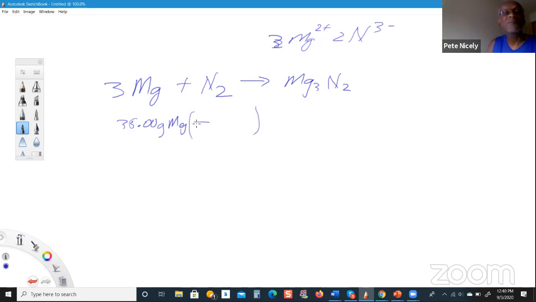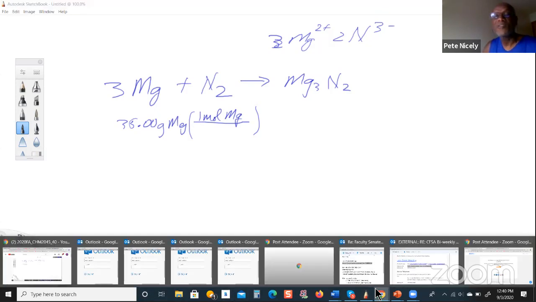So the first step would be, we convert this to moles. 1 mole of magnesium above in this conversion factor, and down here you're going to have the molar mass, which if I'm not mistaken, in fact, let me check here just to make sure. I think it's 24.31.